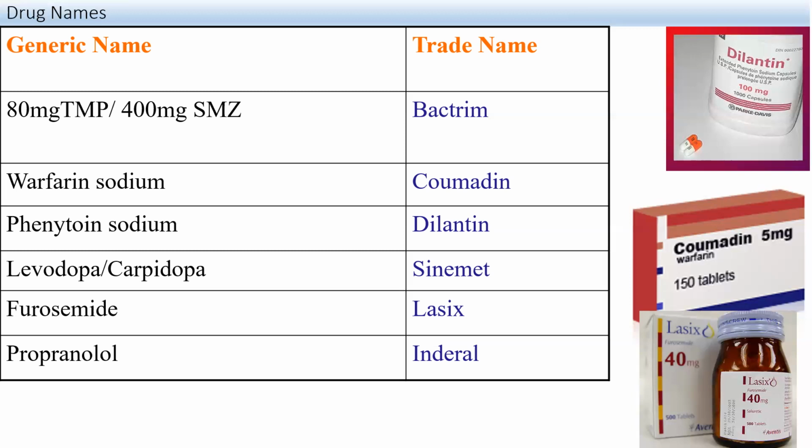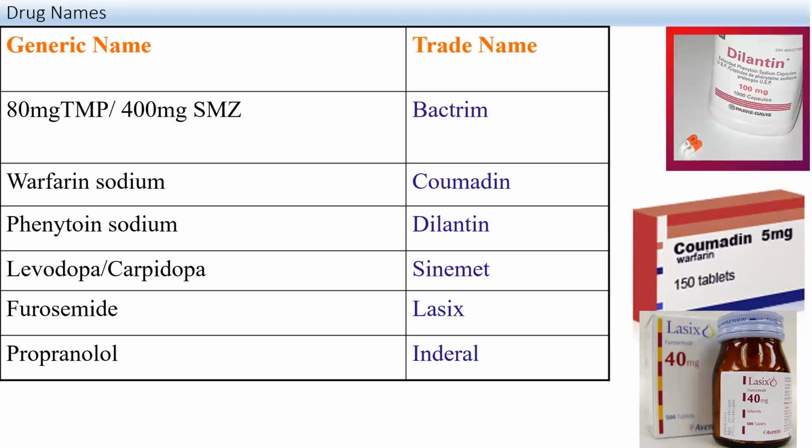So in each tablet there are 80 milligrams of the trimethoprim, and 400 milligrams of sulfamethoxazole. Trimethoprim 80 milligrams, 400 milligrams of sulfamethoxazole. So they are combined in one tablet.